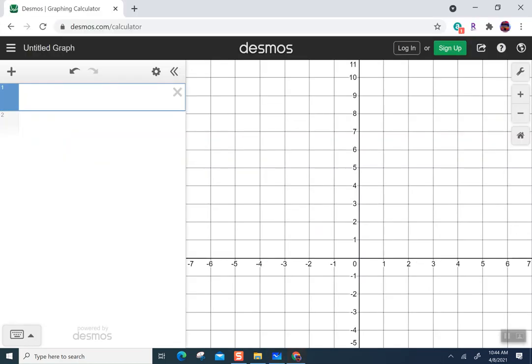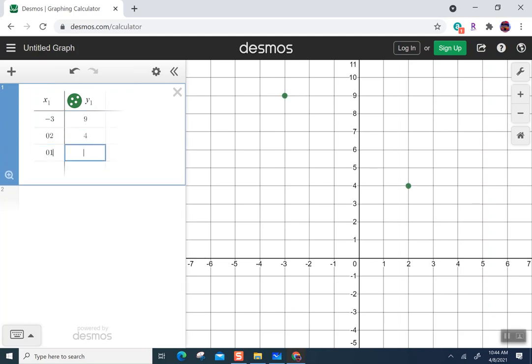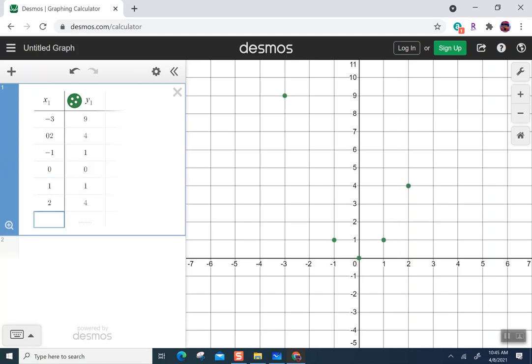All right, so now we're going to start with our first table. So our first table had the ordered pairs of -3, 9, -2, 4, -1, 1. Okay, that's supposed to be -1, 1, 0 at 0, 1 at 1, 2 at 4, and 3 at 9.